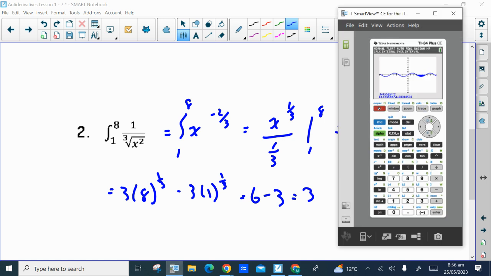Again, we can check this on the calculator. We'll put the original expression in there: 1 divided by the cube root of x squared. There's our original expression. Go into the calculate mode, choose number 7. Our lower limit is 1, our upper limit is 8, and it gives us the answer of 3. Had our interval included 0, there would not be an answer because 0 is a non-permissible value.